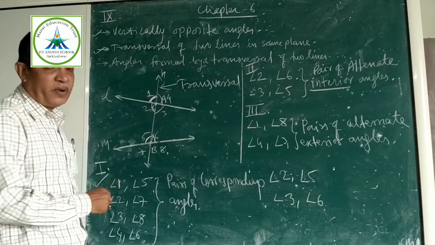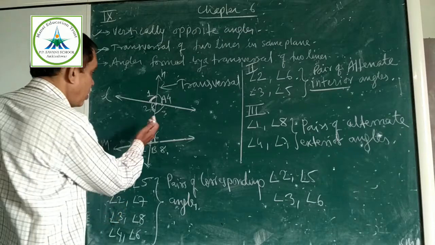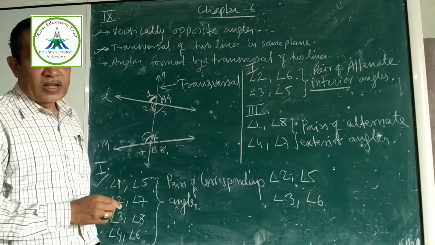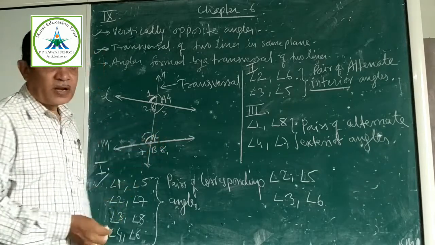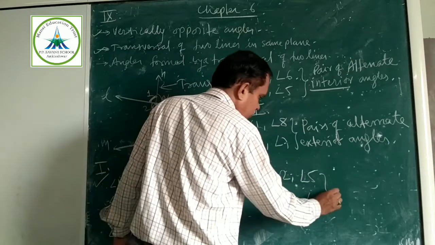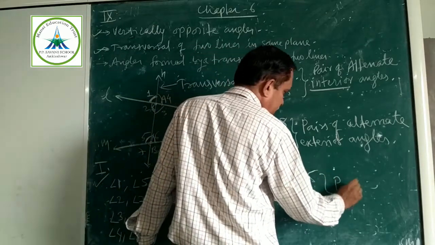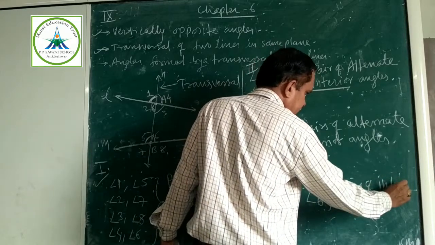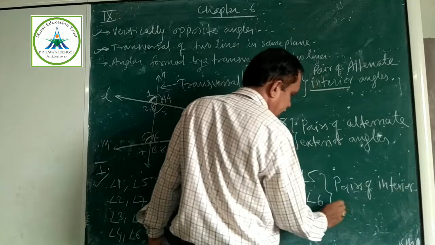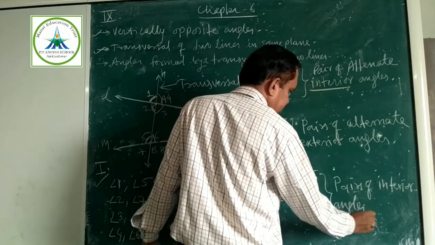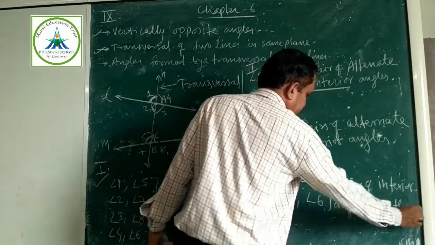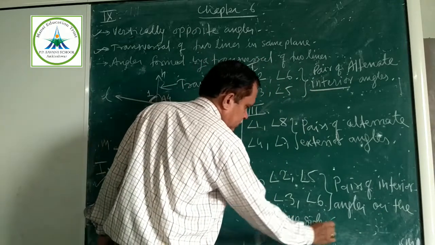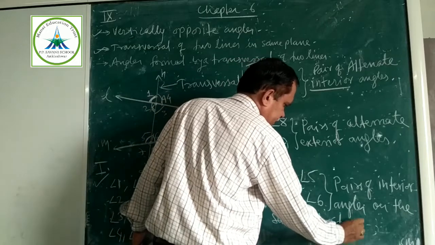Look there. 2 and 5 are both in between. Both are interior and on the same side of the transversal. 3 and 6: both are interior and on the same side of the transversal. Therefore, these are known as pairs of interior angles on the same side of the transversal.